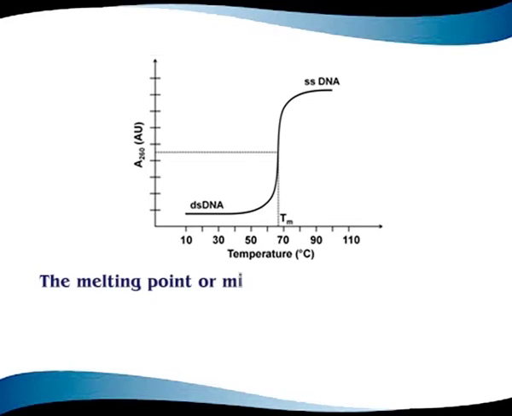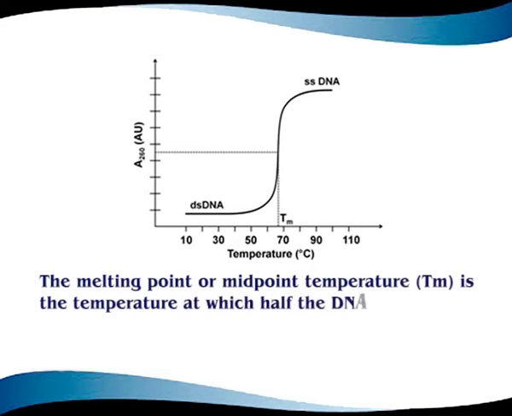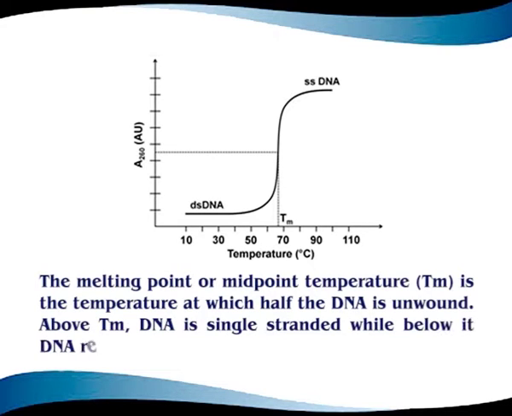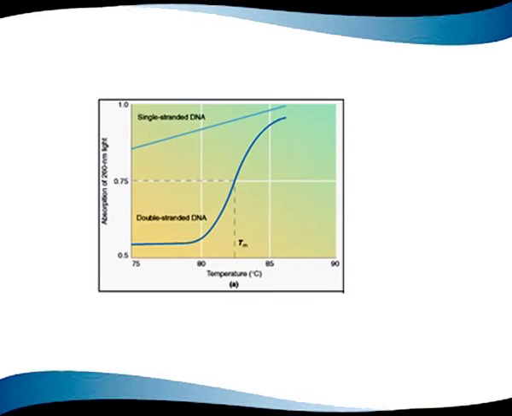The melting point or midpoint temperature Tm is the temperature at which half the DNA is unwound. Above Tm, DNA is single-stranded, while below it DNA remains double-stranded. Melting of double-stranded DNA can be monitored by the absorption of ultraviolet light at 260 nanometers. As regions of double-stranded DNA unpair, the absorption of light at these regions increases. On the other hand, light absorption by single-stranded DNA changes much less as the temperature is increased.